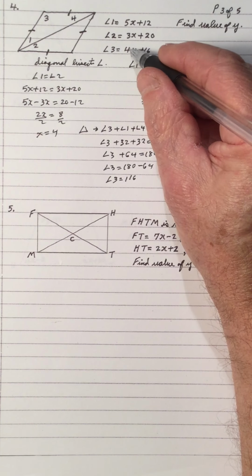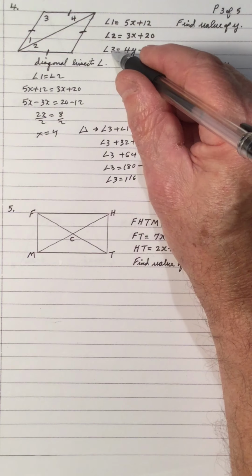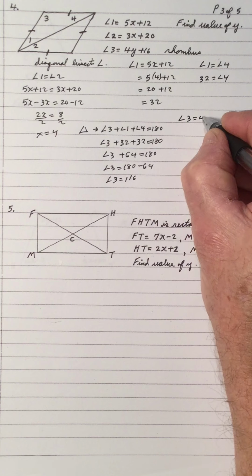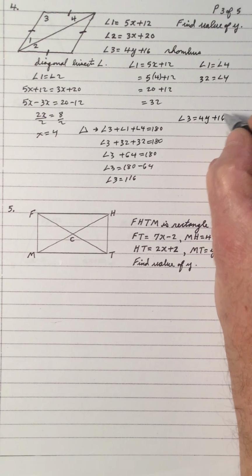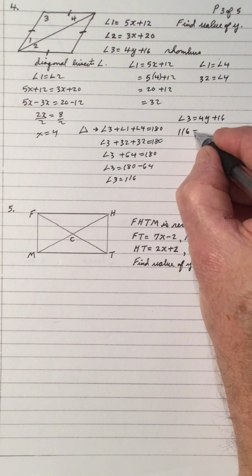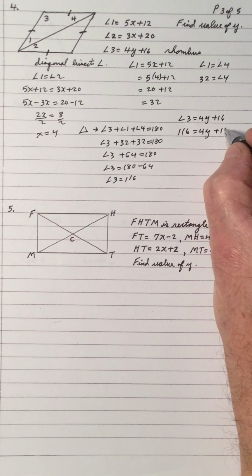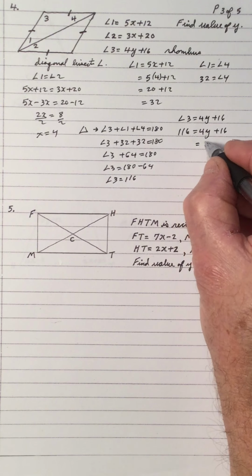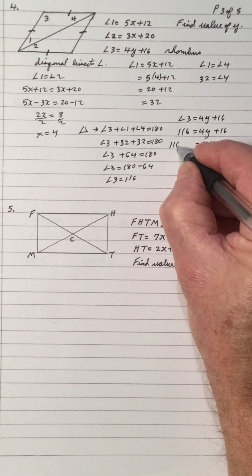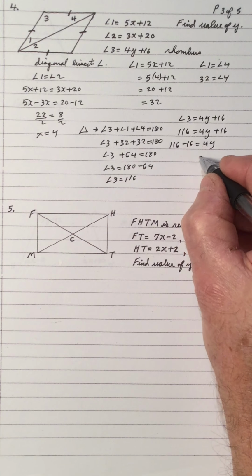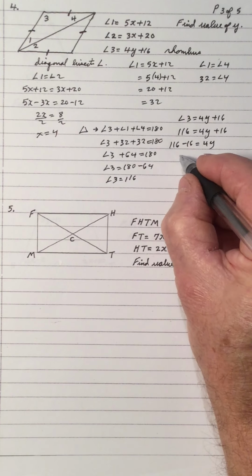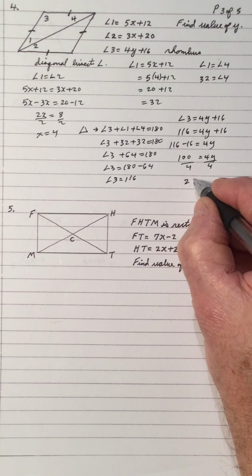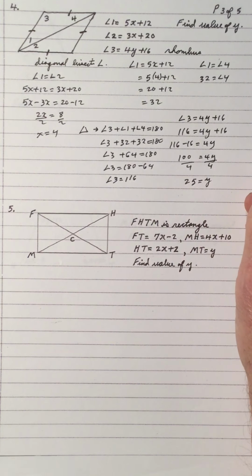So the y that we want to find is in angle 3. So if angle 3 is equal to 4y plus 16, angle 3 is 116. So we sub it in. So we can leave the 4y there and move it over. I'm going to leave it right there and go 116 minus 16. So that gives me 100. So I divide by 4. So y is equal to 25.